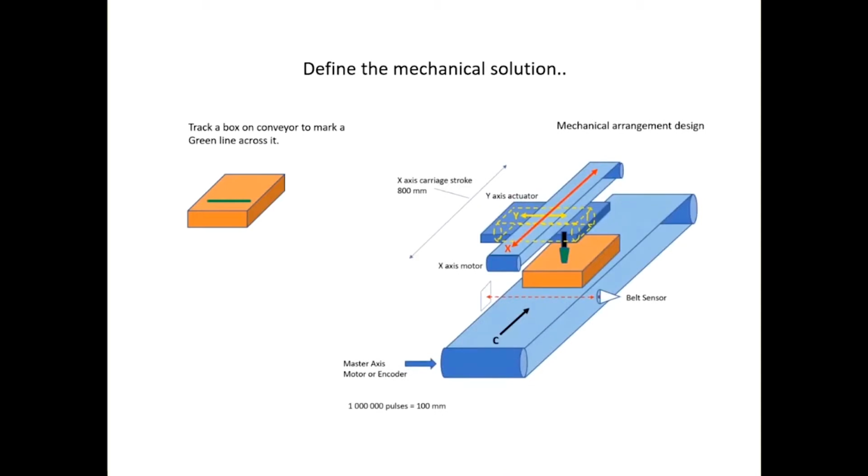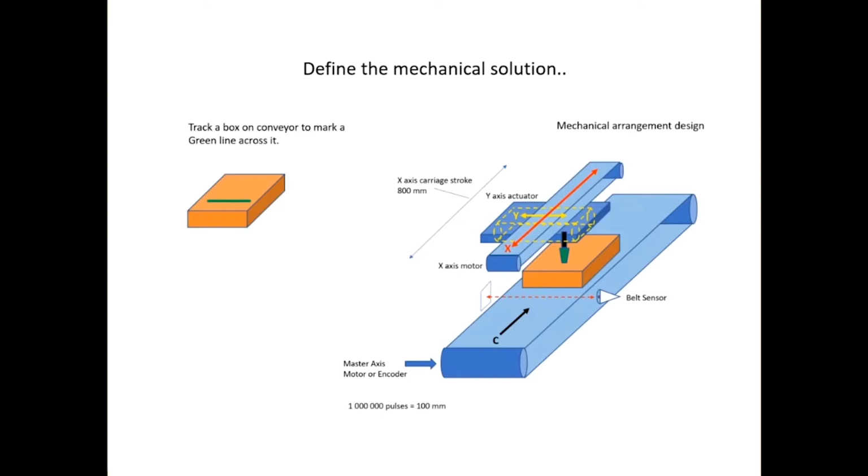So, by way of understanding how we implement a cam solution, let's define a mechanical solution to a problem. The problem we have is a box upon which we wish to deposit a green line of something, and the box travels along a conveyor, and the green line needs to be perpendicular to the travel of the box. So we can define a mechanical arrangement to provide the solution and to be able to build our software program and configuration.